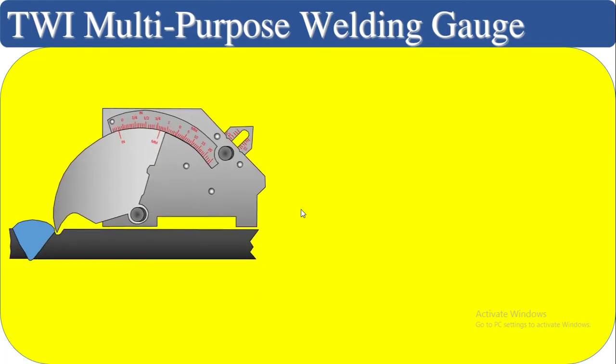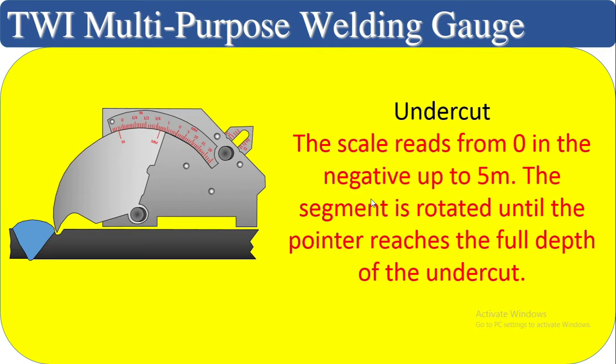Now you have to check the undercut. How do you check the undercut? You see, this is the undercut. The scale reads from 0 to negative up to 5 mm. Here is 0. You see here 0 to negative is the 5 mm. The segment is rotated until the pointer reaches the full depth of the undercut. So you have to check the full depth of the undercut, and then you have to find out how many mm it is here.